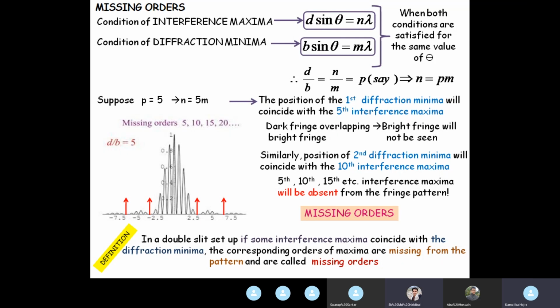Okay. So now that we know where the positions of minima are and where the positions of maxima are, and also we realize the fact that in this case there may be some positions where the maxima will be absent because of the phenomena of missing orders, we now move over to actually drawing the intensity pattern for double slit diffraction.